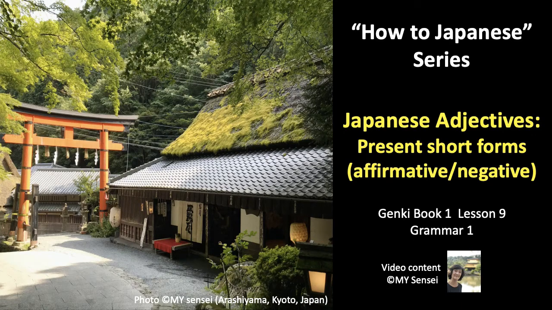Konnichiwa. In this video, you will learn how to tell i-adjectives and na-adjectives apart and how to conjugate them into their negative forms in present tense for casual speech.